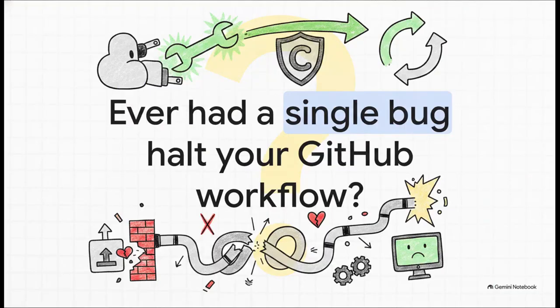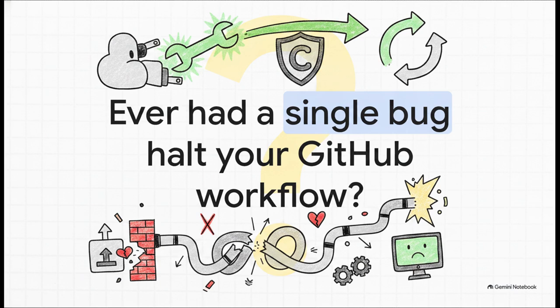Ever had a single bug just silently halt your entire GitHub workflow? Yeah, you absolutely know the feeling. You've written beautiful code, you push your commits up to the repo, and suddenly, bam, your CI/CD pipeline throws a massive red error for absolutely no logical reason. It is deeply, deeply painful, especially when you know your code is perfectly fine. It just stops your momentum dead in its tracks.